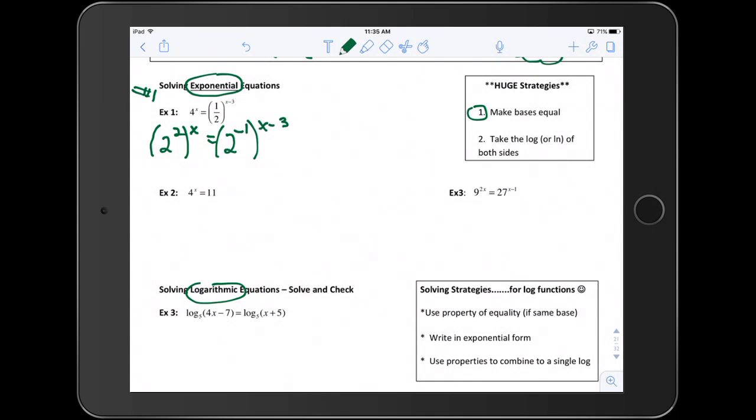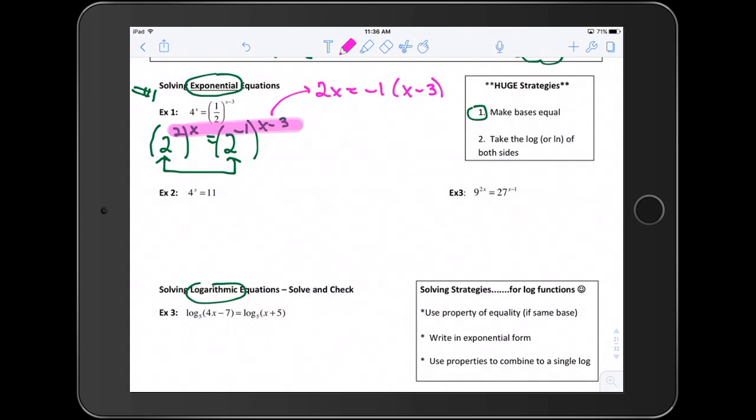Again, because we know 1/2 is the same thing as 2 to the negative 1, raised to the x minus 3. Now, if you look at this, what we've done is we've created the same base right here. And so we have made the bases equal. So now I'm going to set these equal to each other. Now keep in mind, the whole exponent. So 2x equals negative 1 times x minus 3.